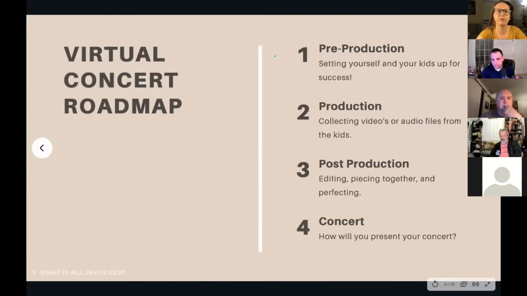Your virtual concert roadmap is broken down into four different categories. Pre-production: setting yourself and your kids up for success, everything that happens before you start getting those videos. Production: collecting the videos and audio files from your kids. Post-production: editing, piecing together and perfecting the best that you can. And then of course, fourth is your concert.